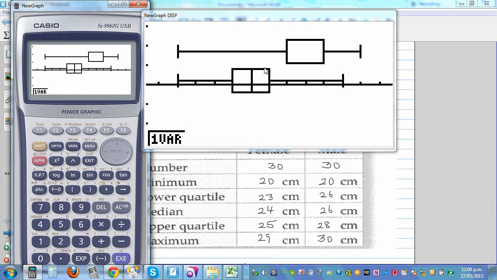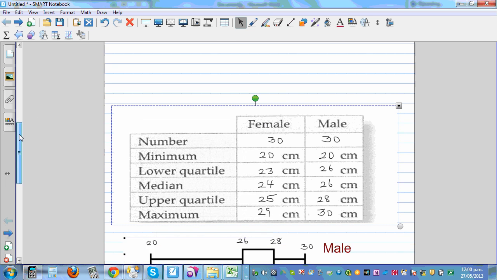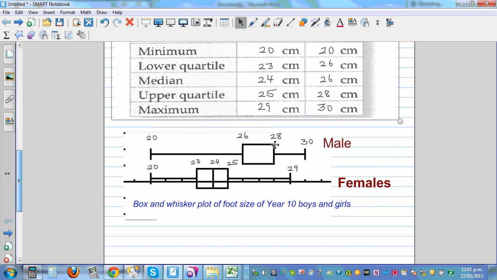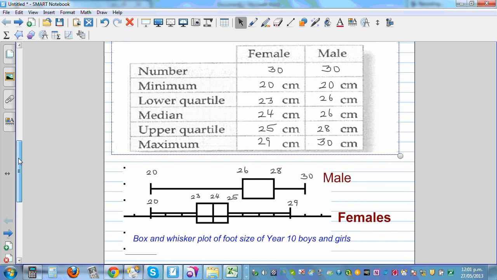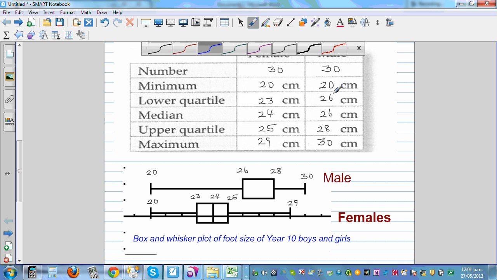So this is a box and whisker. I've taken a screenshot of this, and this is the graph. Okay, so this is the stats on the top of the box and whisker. For male, incidentally, the lower quartile and median were the same. So that's why there's no line here. So median and lower quartile for male were the same.